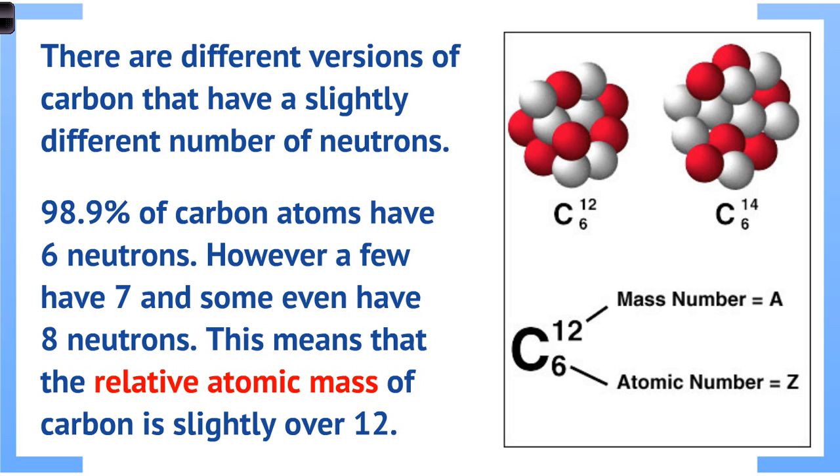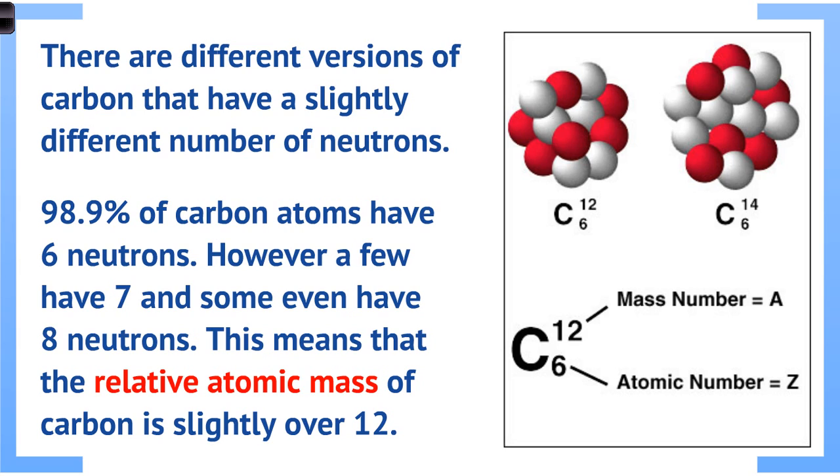So this is what we call isotopes. This is something you actually need to know for your test: the definition of isotope is different versions of an atom that have a different number of neutrons. It's still carbon, it still smells like, tastes like, feels like carbon, it just has a slightly different number of neutrons, which changes its mass slightly.